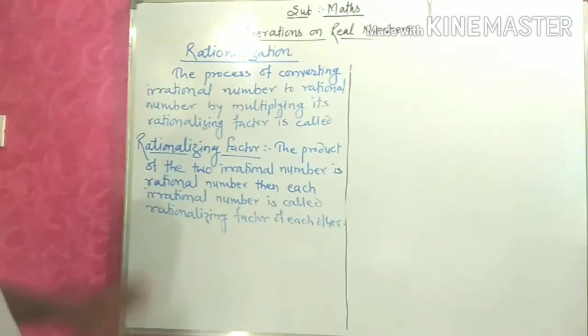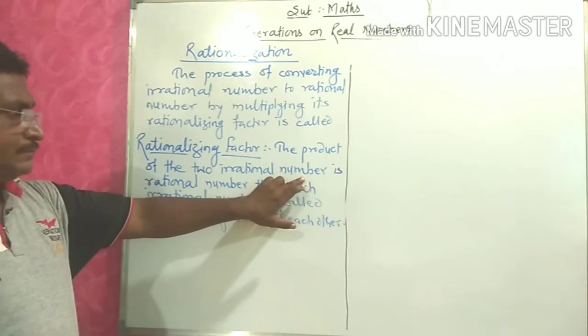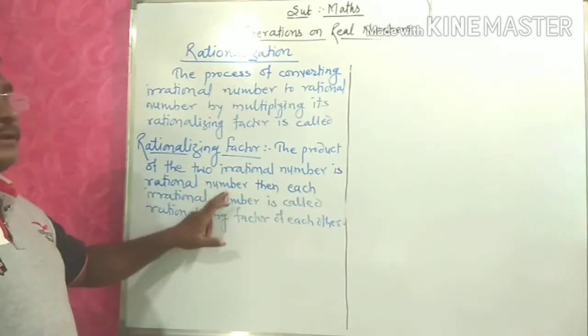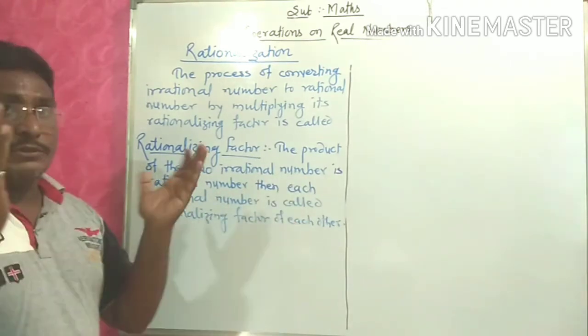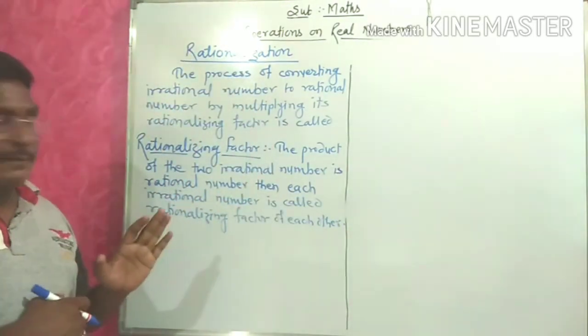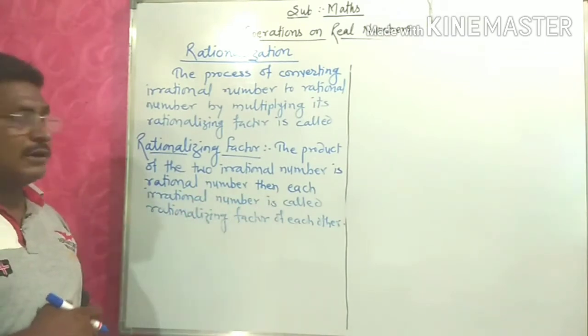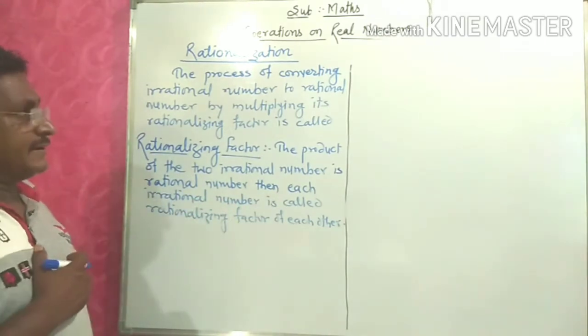So what is the meaning of rationalizing factor? The product of the two irrational numbers is a rational number. It means when we do the product, their product will be a rational number. Then each irrational number is called the rationalizing factor.